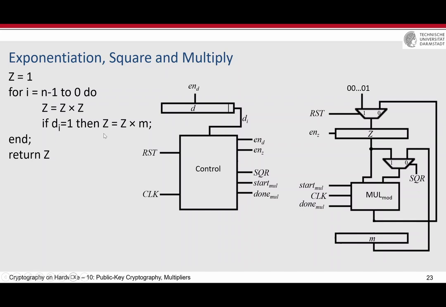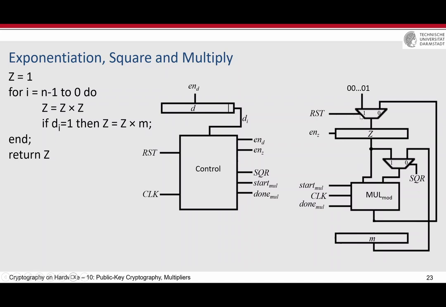What I have done here to reduce the area, but of course it's not very efficient in terms of the latency or the number of clock cycles, is that I have a module which is the multiplier, and then sometimes I give both inputs to the multiplier to implement the squaring, and sometimes I give another input to the multiplier to implement the multiplication with m. Then how this works here.